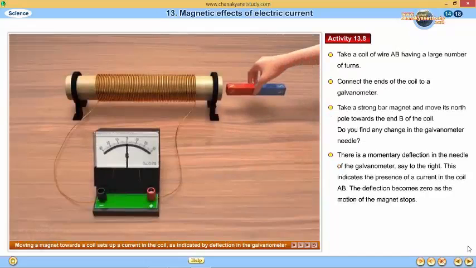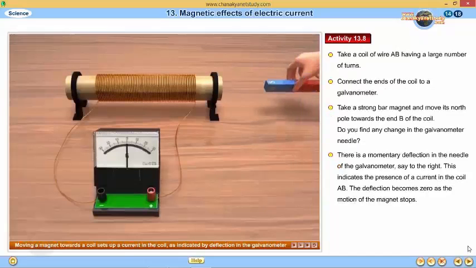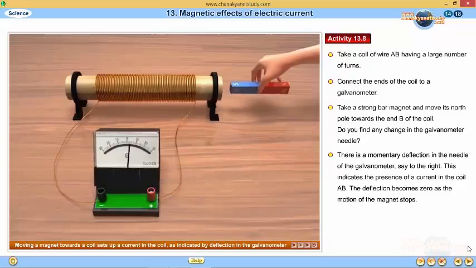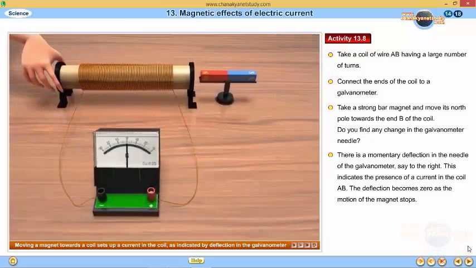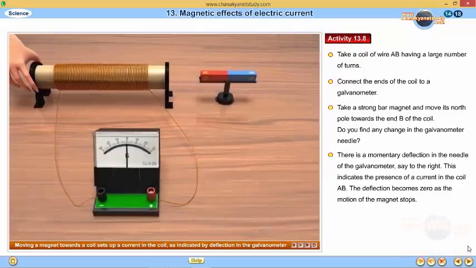Activity 13.8. Take a coil of wire AB having a large number of turns. Connect the end of the coil to a galvanometer. Take a strong bar magnet and move its north pole towards the end B of the coil. Do you find any change in the galvanometer needle? There is a momentary deflection in the needle of the galvanometer, say to the right. This indicates the presence of a current in the coil AB. The deflection becomes zero as the motion of the magnet stops.